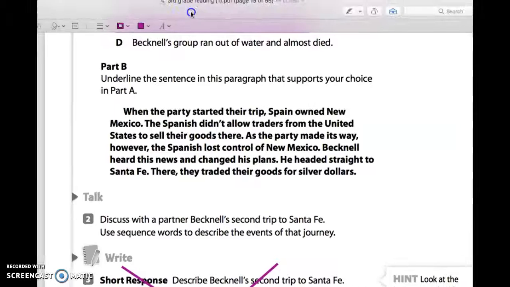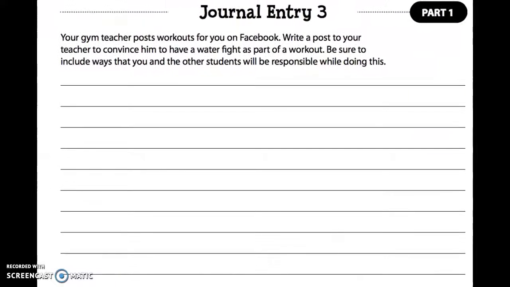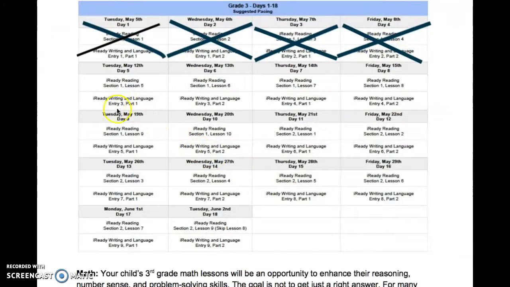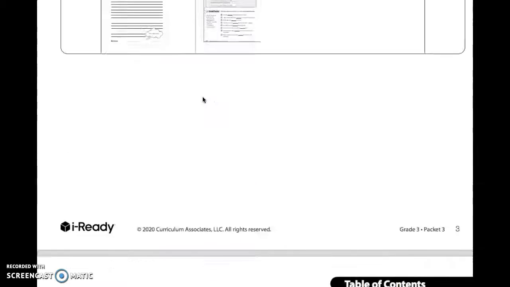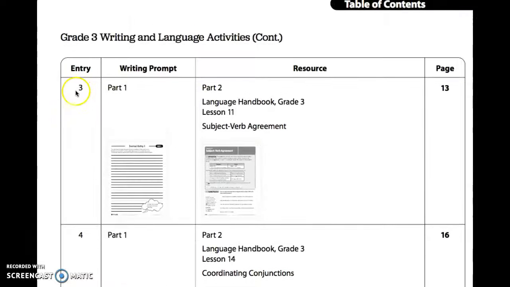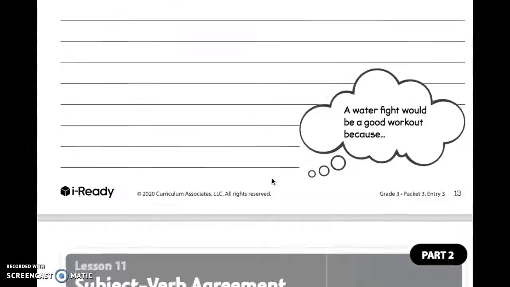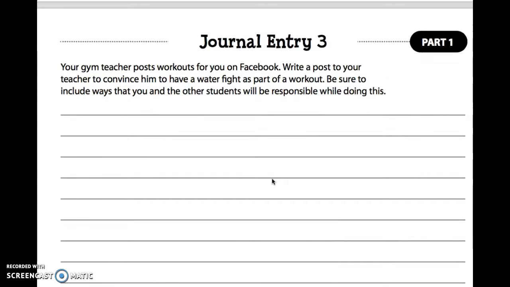Now, if I go back to my parent letter, we are also ready for our writing. Now, in your writing, just like the parent letter said, entry 3, part 1. So if you go to your table of contents, you can see where it says entry 3, part 1, page 13. So everyone, let's flip to page 13. Let's make sure we're there, and here we are. And it's a journal today. We have a daily journal.